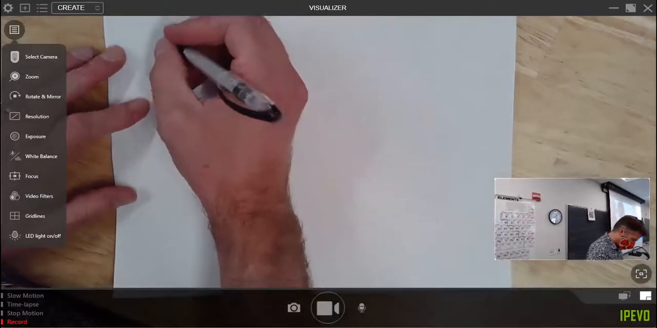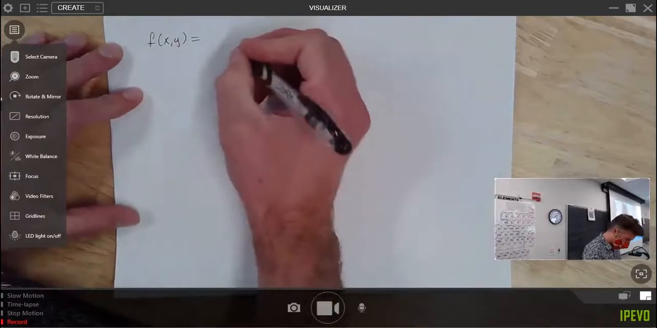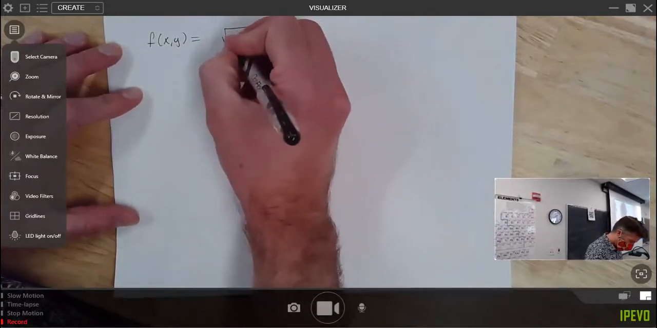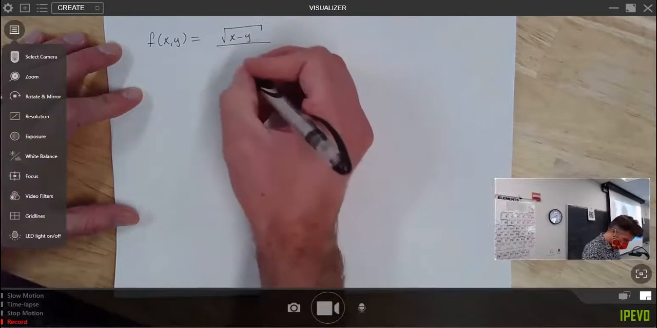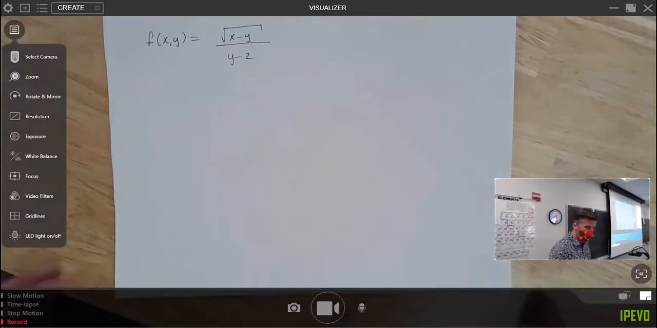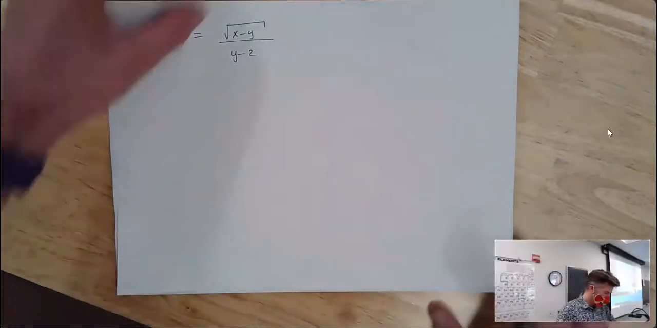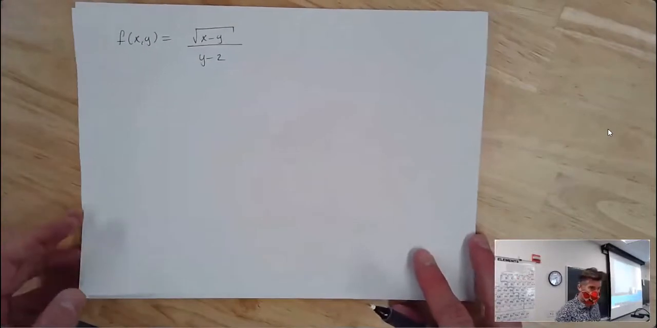So let's say something like this. If xy is equal to the square root of x minus y divided by y minus 2, we want to find... and I want to make this easier for everyone to see all the things there. That's better. So everyone can see, all right.